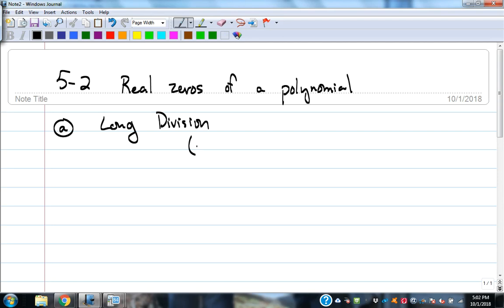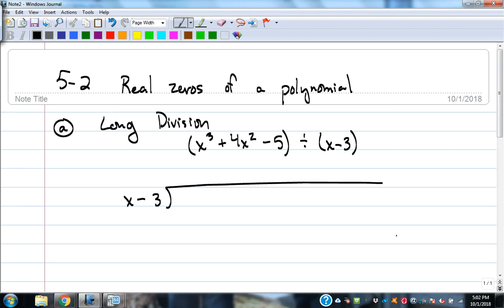So we're going to divide x cubed plus 4x squared minus 5 divided by x minus 3. Okay, and we're going to use long division. I remember doing long division back in elementary school. May have been quite a long time since you've done that sort of symbol, not just done division or reduced the fraction or something like that.